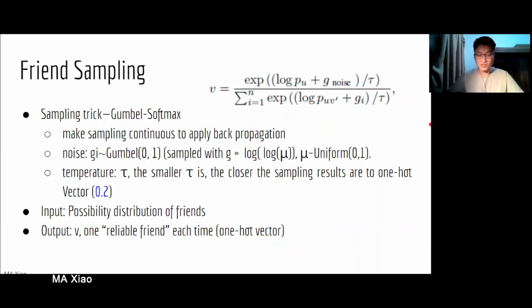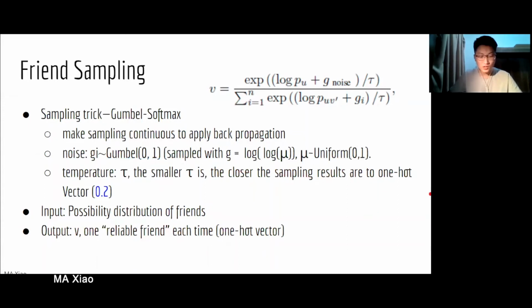Okay, so this is a continuous and differentiable calculation where V is the generated vector that is basically a one-hot vector. There is also the hyperparameter tau, which is called temperature. The smaller tau is, the closer the sampling results are to a one-hot vector. And there is also the noise vector, whose elements are randomly drawn from Gumbel(0, 1).